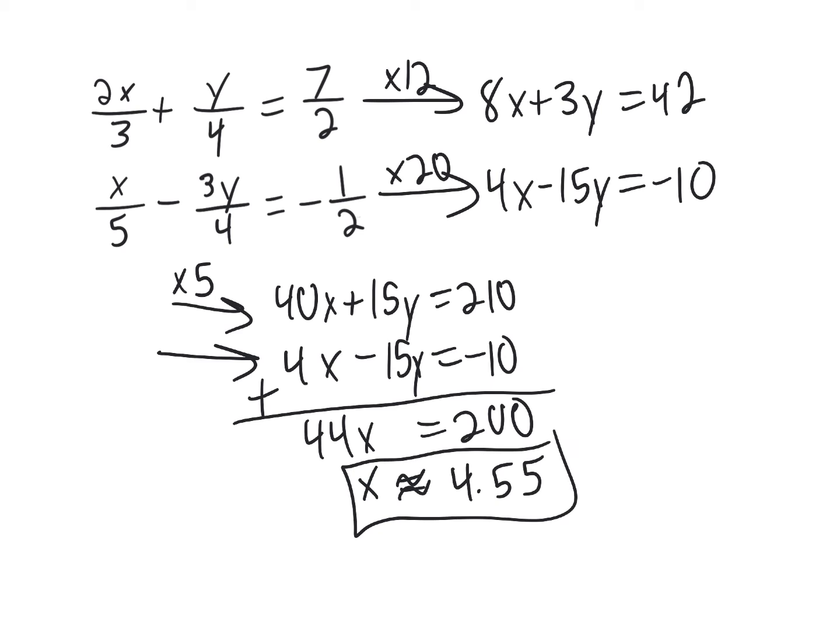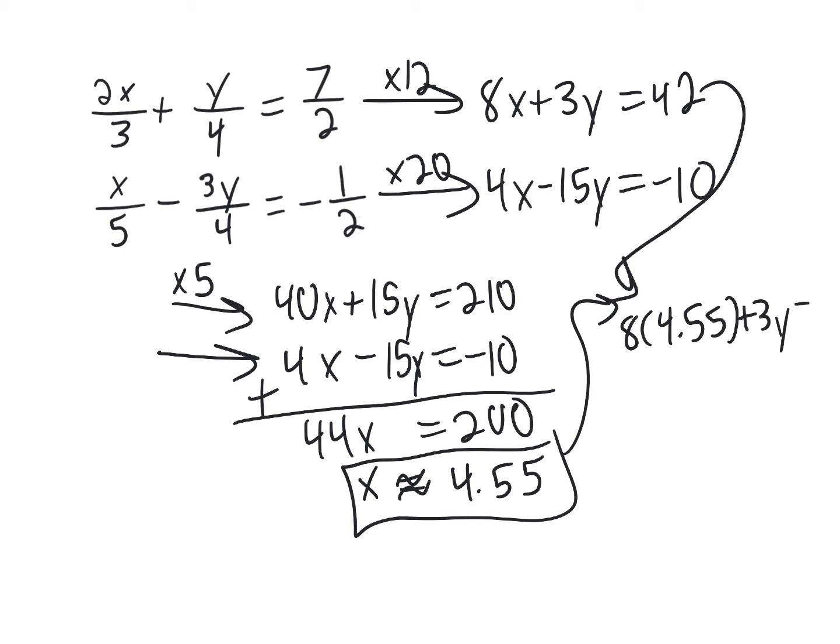I can then use this in one of the equations to get my y. I'm going to choose the first equation. So 8 times 4.55 plus 3y equals 42. Rearrange and solve for y, we get approximately 1.87.